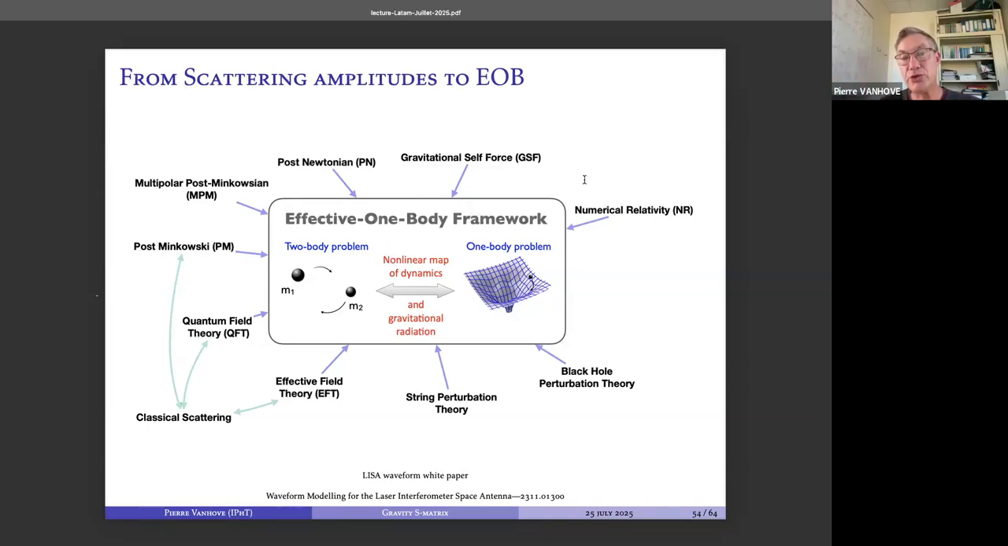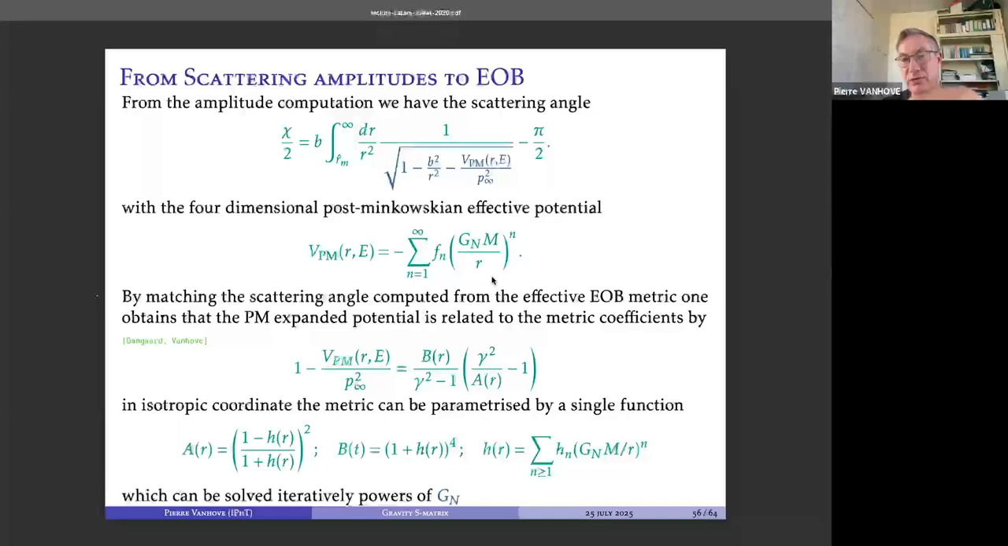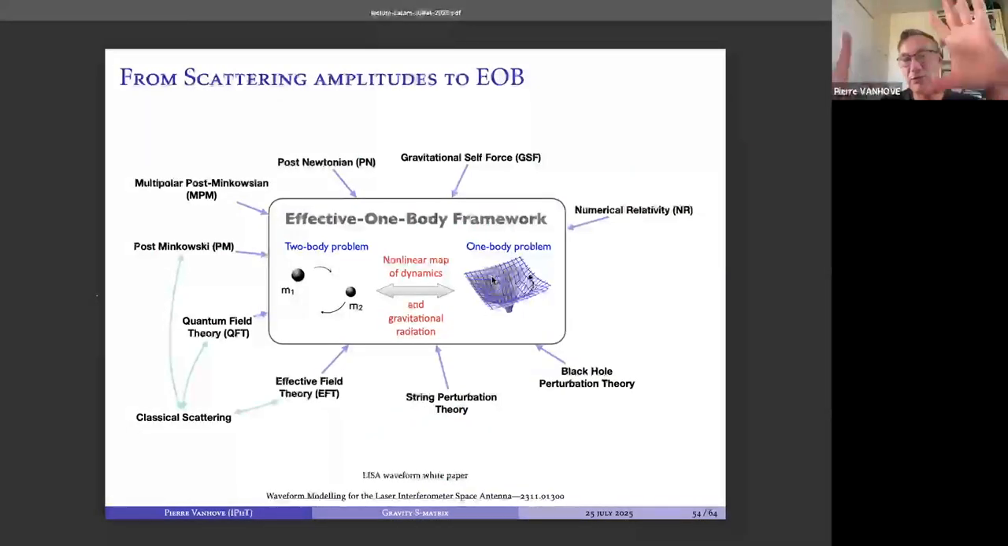When perturbation theory is not good enough anymore, you get to strong coupling problems, and of course you have to match with numerical GR. And at the end of the day, everything fits into something called the effective one body formalism that is used for data analysis. I didn't have time to explain what the effective one body is, but my slides contain something about that. So this is where we are today, and this is exactly what the field is doing.